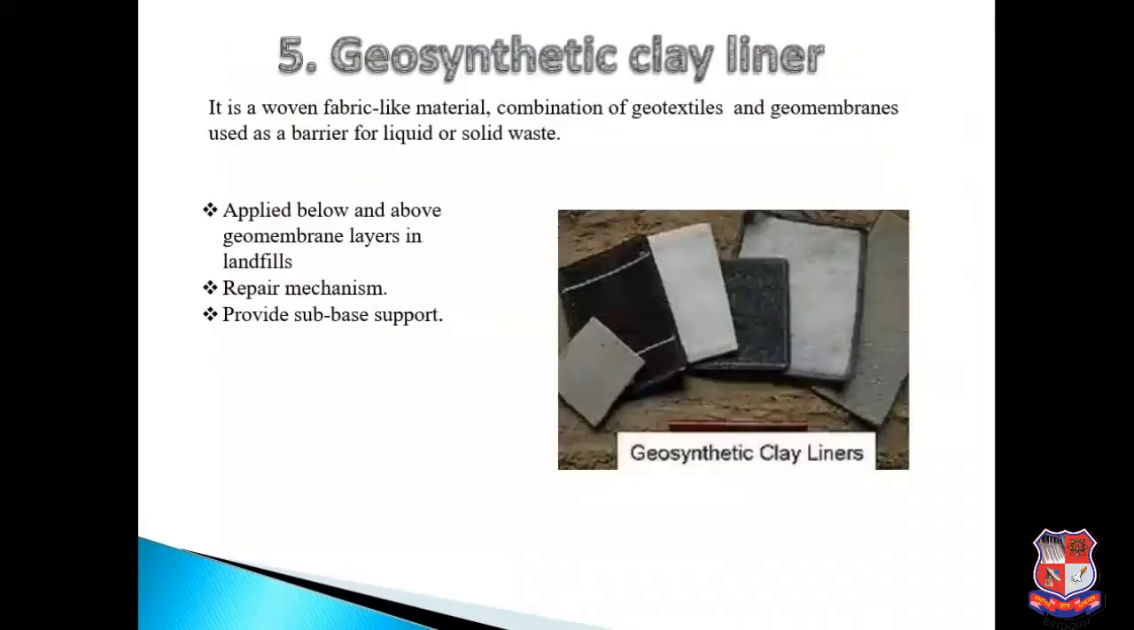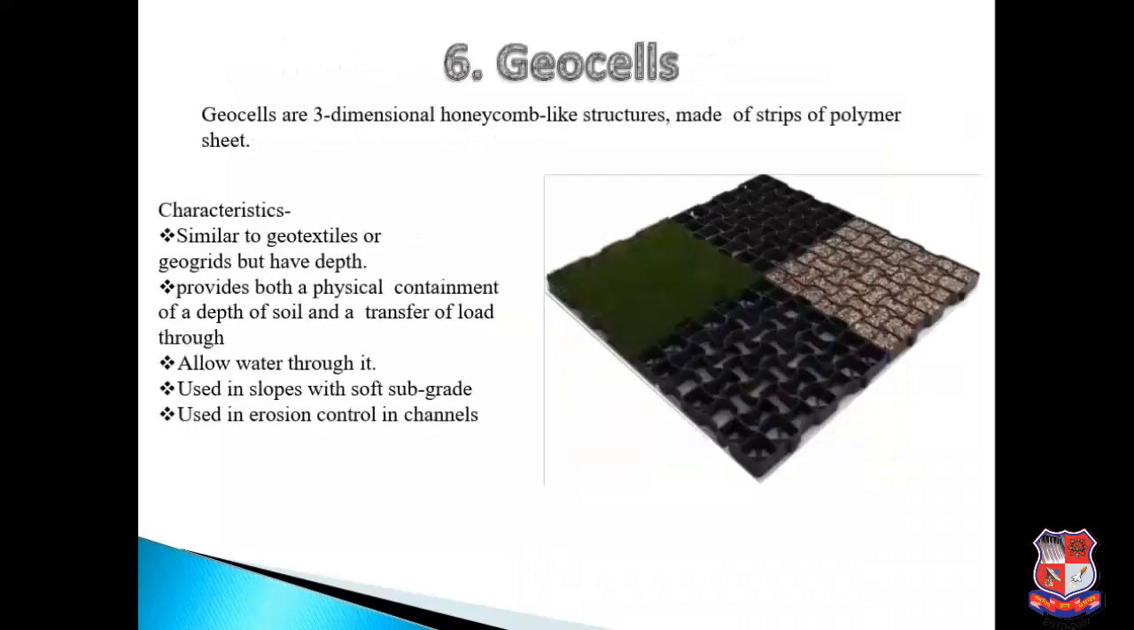Next one is geosynthetic clay liner. It is a woven fabric-like material, a combination of geotextiles and geomembranes, used as a barrier for liquid or solid waste, applied below and above geomembrane layers in a landfill's repair mechanism and to provide sub-base support. You can see its type in the image.